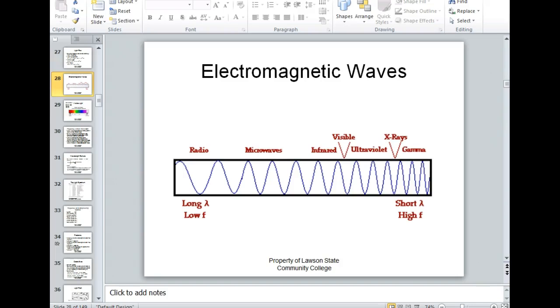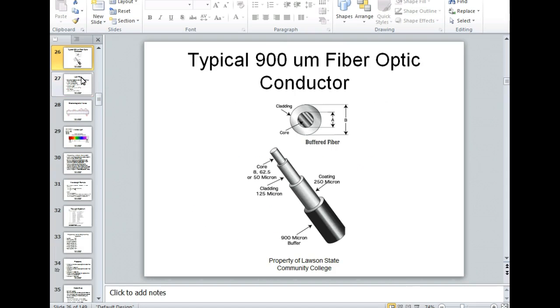Okay, let's talk about fiber optics, right? Anybody got any questions so far about the makeup of a typical 900 micron cable? This is a core. We're doing 62.5, 125 cladding. We got a 250 micron buffer coating and a 900 micron tight buffer. All that makes sense? Everybody okay?